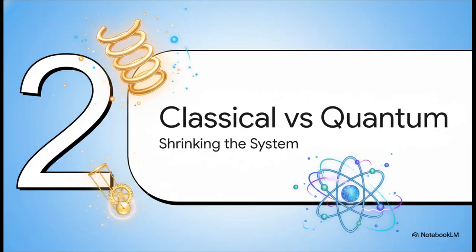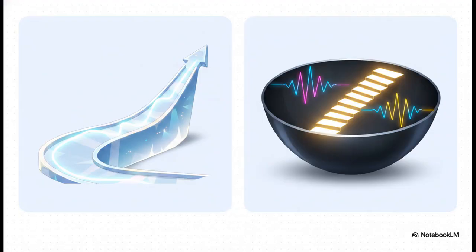Section 2, Classical versus Quantum Springs, Shrinking the System Down. Right, here is where we shift gears. Let's shrink our system all the way down to the size of a single atom and apply the rules of quantum mechanics. In the classical world we just talked about, our spring has continuous energy. Any value goes, kind of like walking up a smooth ramp. But when that mass becomes a quantum particle, like an electron inside that exact same parabolic bowl, the rules completely change. Thanks to the Schrödinger equation, energy becomes discrete.